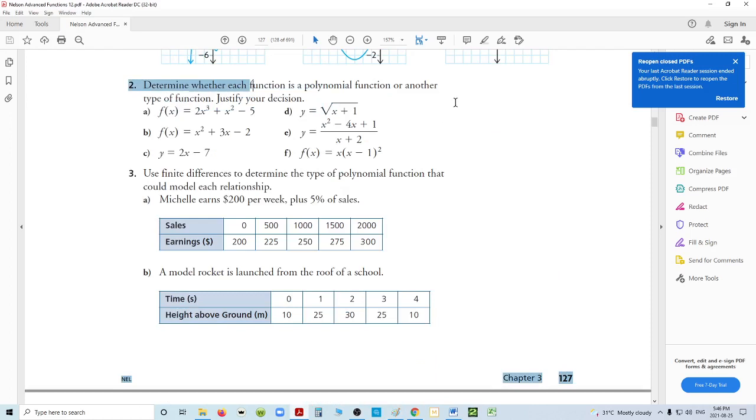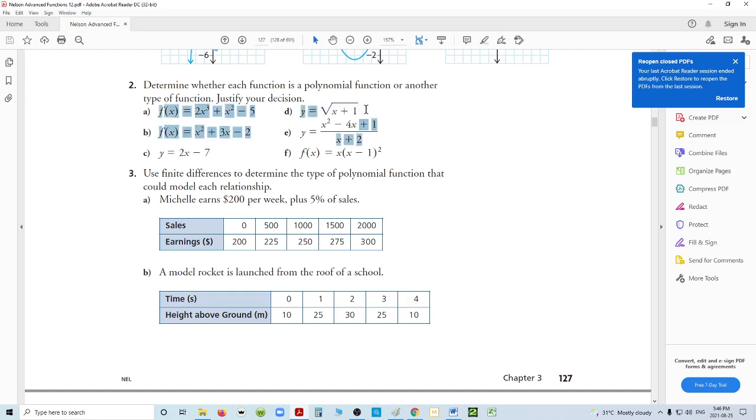Determine which one of these is a polynomial and type and why. Well, that doesn't have any roots or anything in it, so it's got 3 terms. It's a cubic, and it's positive, so it would start in quadrant 3 and end in quadrant 1. This has an x squared, then a 3x minus 2. That is indeed a polynomial as well, and it is a parabola. This is also a polynomial, and it is a line with a slope of 2 and a y-intercept of minus 7.